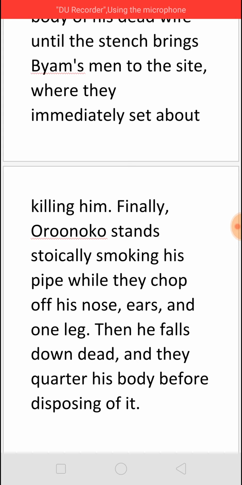And we find that in the last scene, Oroonoko is standing smoking his pipe, while these people slowly chop off his nose, they chop his ears, and they cut one of his legs, and then he falls down. And even after he falls down dead, they cut his body into pieces before disposing of it. The story ends here. It's a very moving and a very touching story.